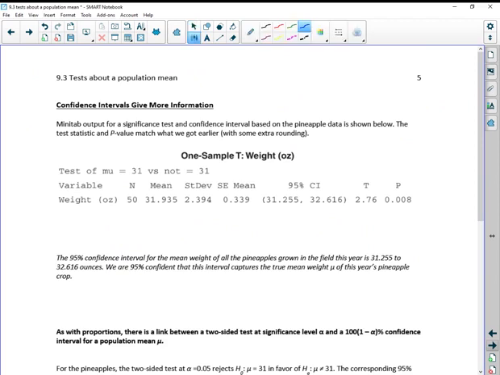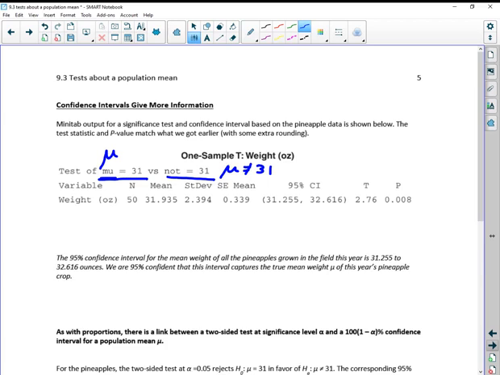Okay, now we're doing this test of mu. Sometimes in your output, they might not have this Greek letter mu, and so then they might write it something like this. You need to say, well, this is a test of mu being 31 versus not being 31. So that's what we had written on our alternative hypothesis.